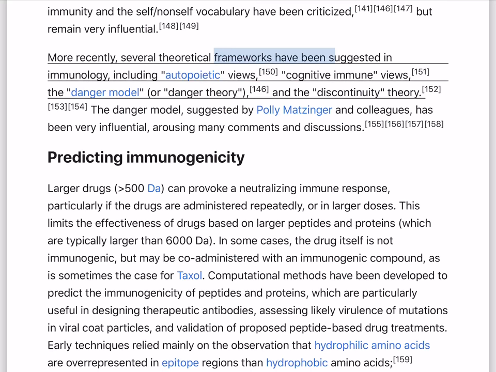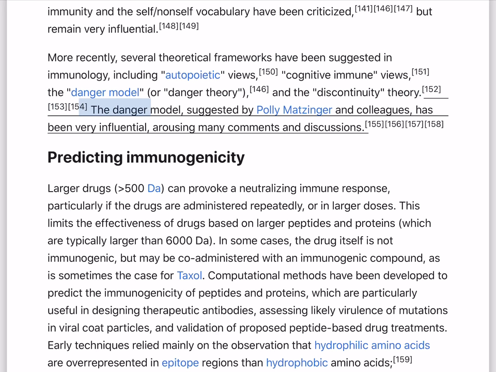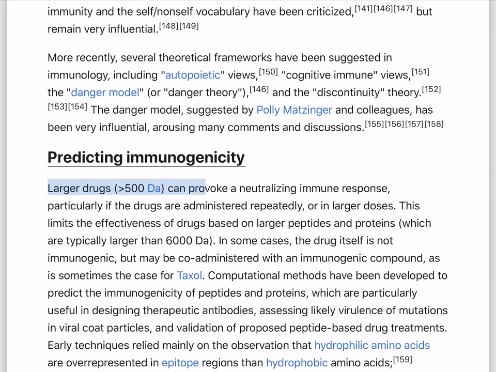More recently, several theoretical frameworks have been suggested in immunology, including autopoietic views, cognitive immune views, the danger model, or danger theory, and the discontinuity theory. The danger model, suggested by Polly Matzinger and colleagues, has been very influential, arousing many comments and discussions.